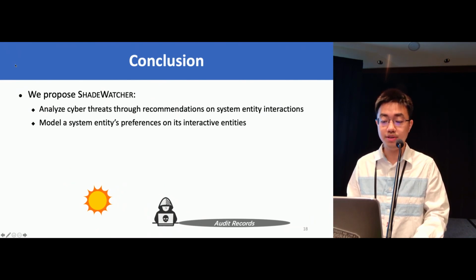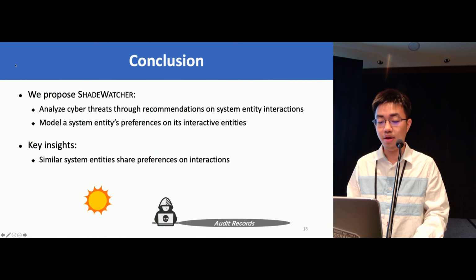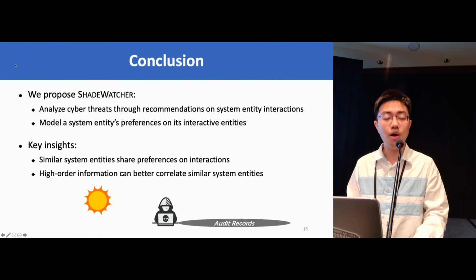It models a system entity's preferences on its interactive entities. Our key insights are that similar system entities would share preferences on interactions, and higher order information can better correlate similar system entities, even though they are disconnected in a preference graph.